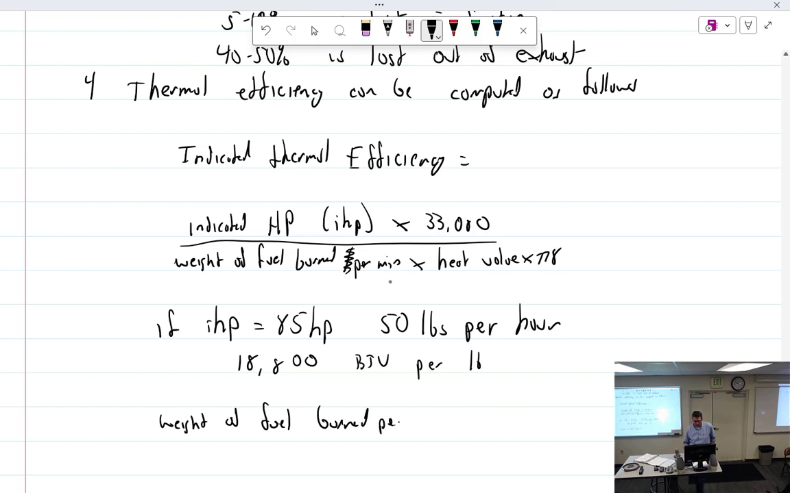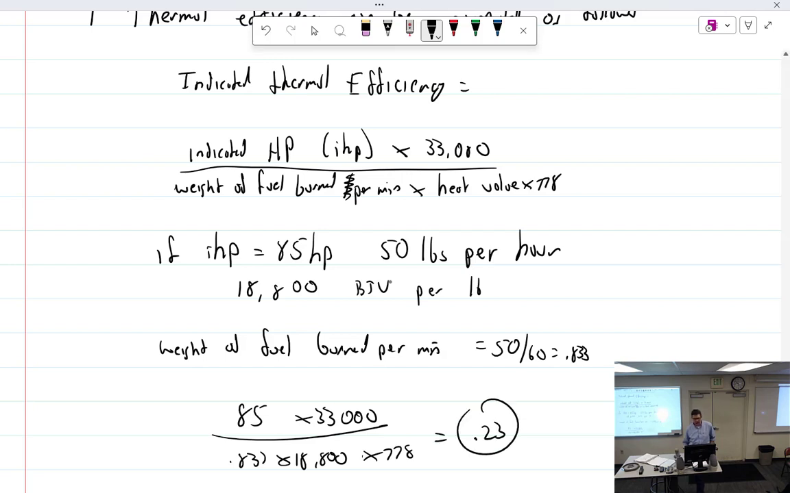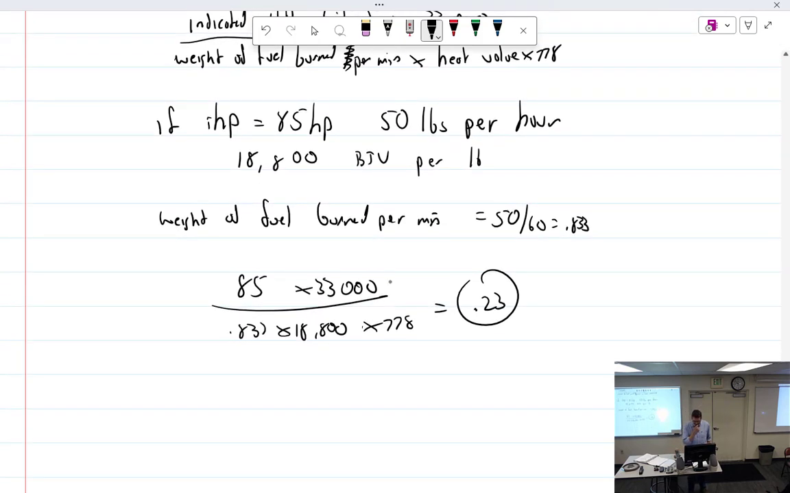Per minute equals 50 divided by 60, which is 0.833. So that is 85 times 33,000 divided by 0.833 times 18,800 times 778 equals 0.23. So thermal efficiency is 0.23, which is also what percent? 23%. Not very good. I think that's an actual example.